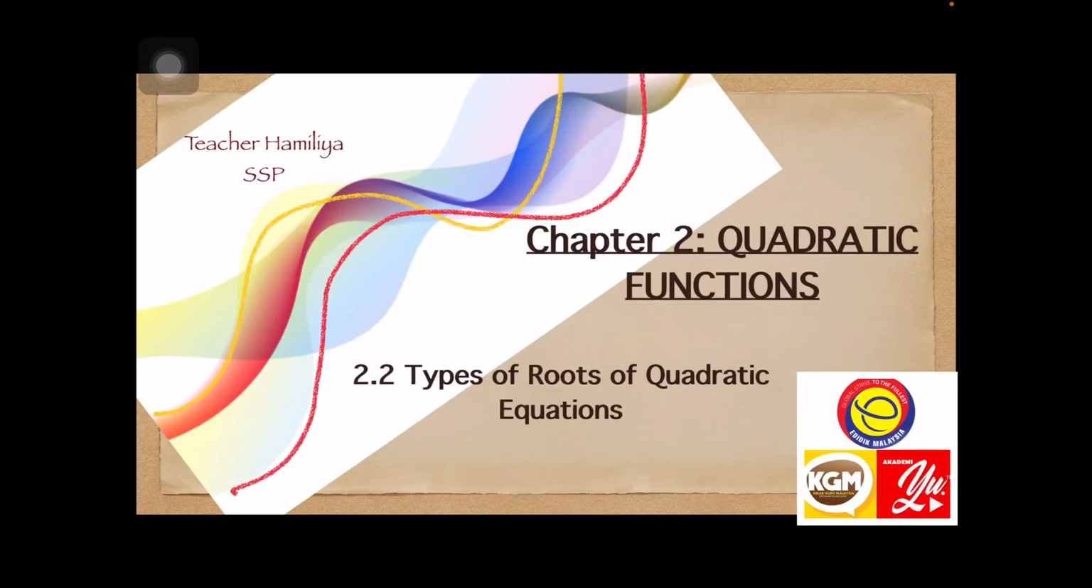Assalamualaikum. Hi everyone. Today we're going to learn Chapter 2, Quadratic Functions. And the subchapter is 2.2, Types of Roots of Quadratic Equations.